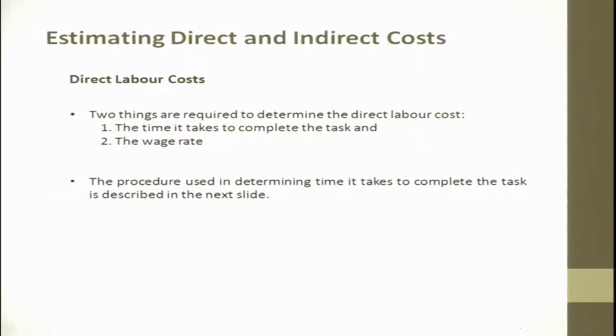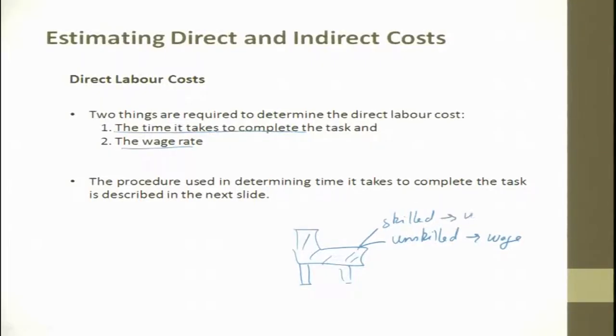So, direct labor cost: 2 things are required to determine the direct labor cost. One is the time which is taken, and the second one is the wage. That is right. So, for producing a chair, you need a skilled labor, you need an unskilled labor. So, there is a wage for unskilled labor, there is a wage for skilled labor.